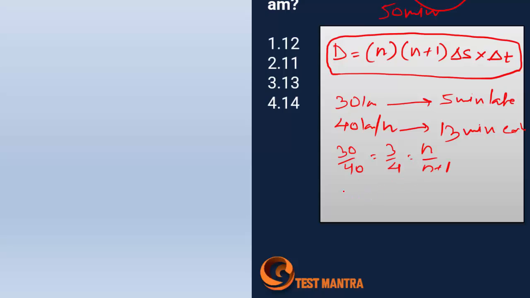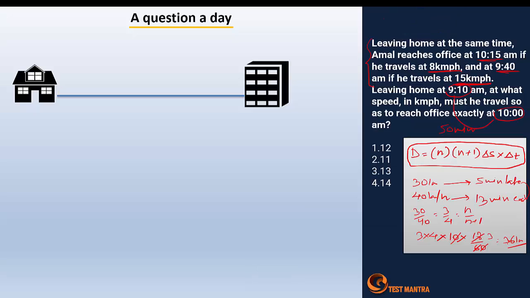So if we take the values, it's 3 into 4. The difference between the speeds is nothing but 10 kilometers per hour, and the difference between the times taken: I was 5 minutes late, I'm 13 minutes early. That means the gap is nothing but 18 minutes, which I have to convert in terms of hours. So if we solve this part, we can find out the distance is nothing but 36 kilometers. So I'll be utilizing this kind of method to solve these kinds of questions here.